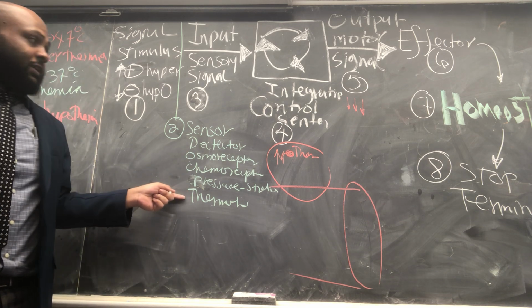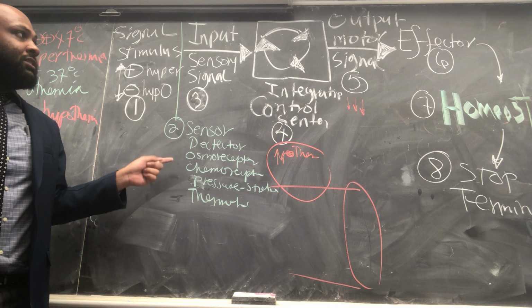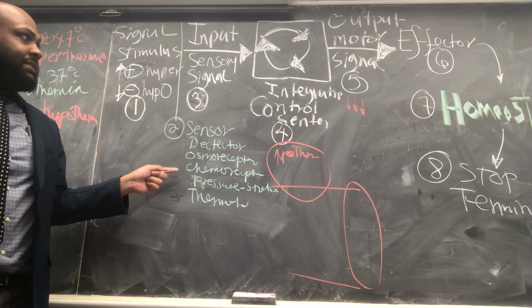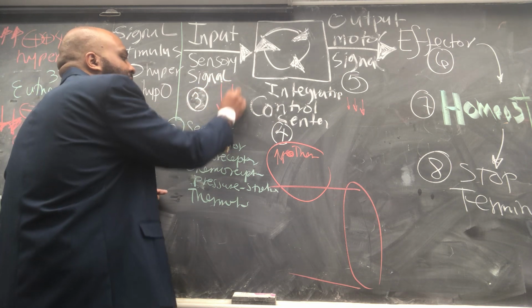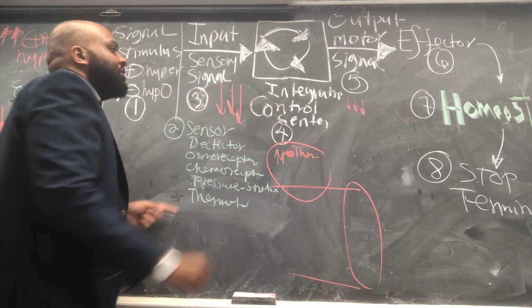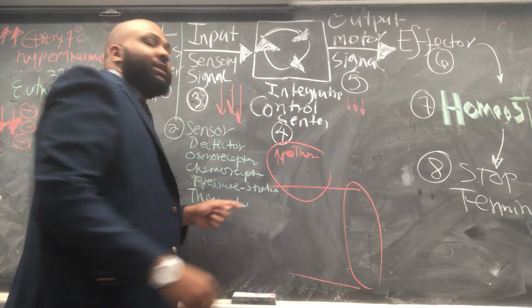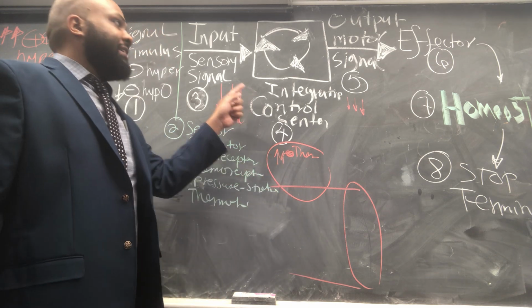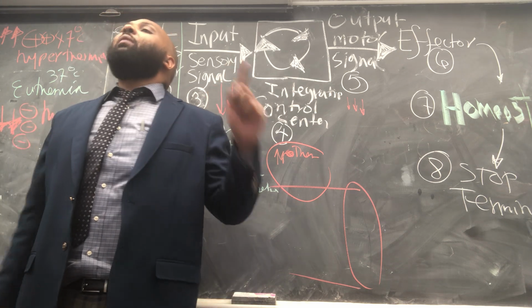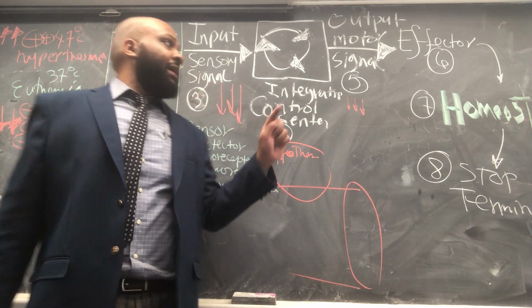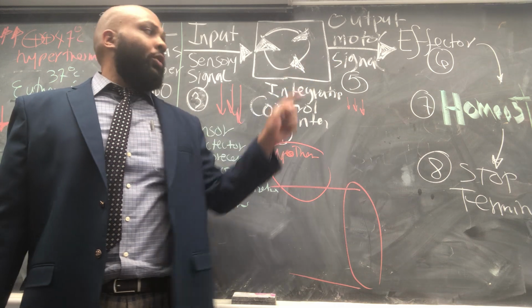The thermoreceptor is going to be sending an input sensory signal that, oh, temperature is dropping, temperature is dropping. So the integrator is going to be the thermal nucleus of the hypothalamus, and it's going to send an output signal that is negative feedback or positive feedback? Negative feedback. And that is going to be going to an effector.